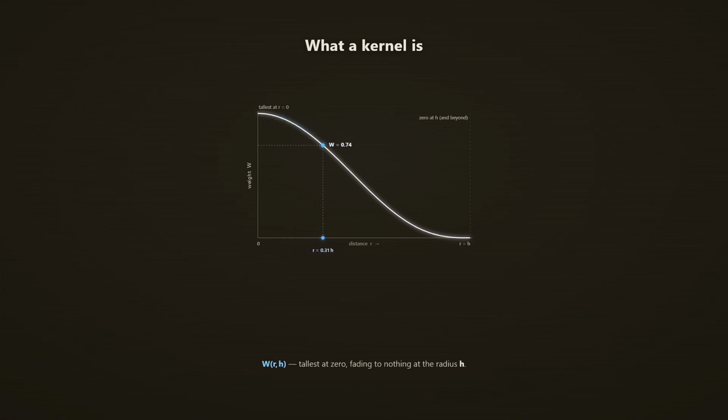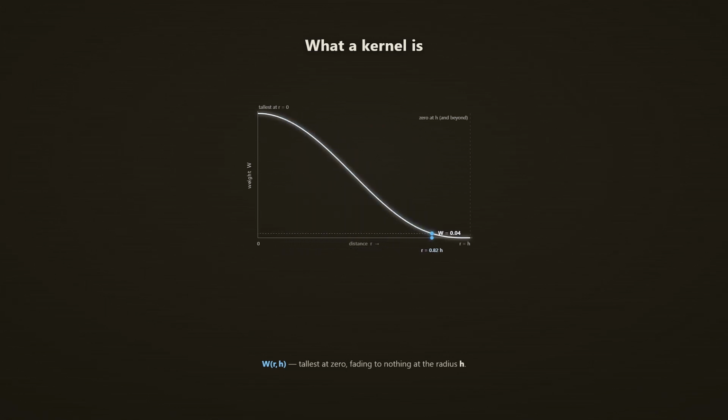Look at the shape. It's a bell curve. It's tallest at the distance 0, or right where the neighbor is closest to you, and it falls off smoothly as the neighbor gets further away until it reaches exactly 0 at H. Past H, it's 0. The last point is really important. It means any particle further than H away contributes nothing, so we can ignore it completely. That's called compact support, and it's what makes this fast. Instead of every particle interacting with every other particle, each one only looks at its few neighbors inside its radius.